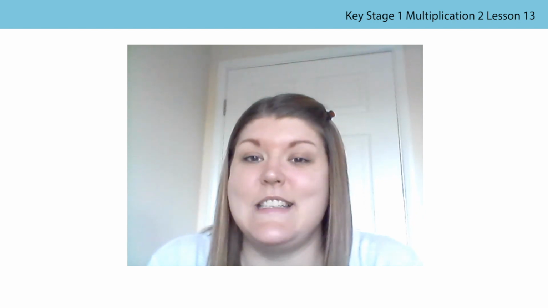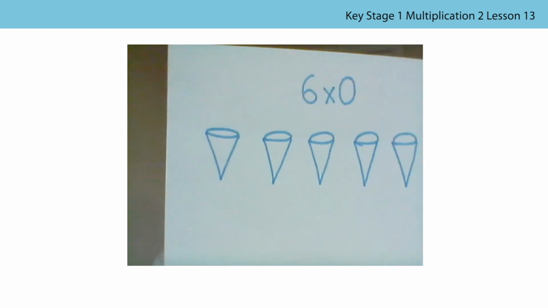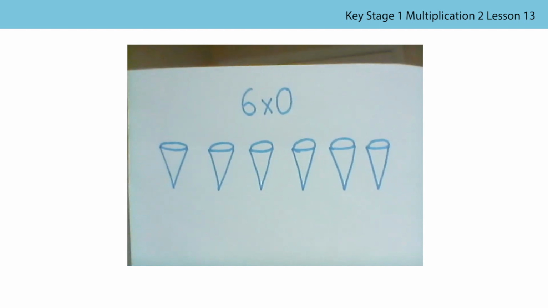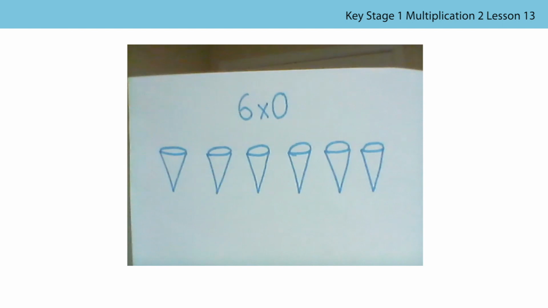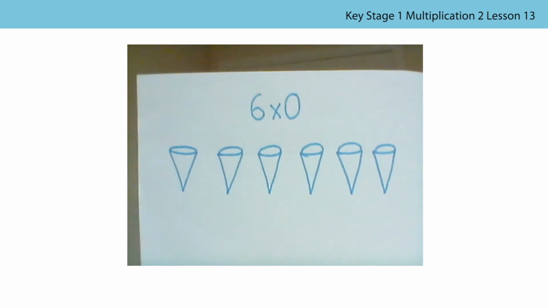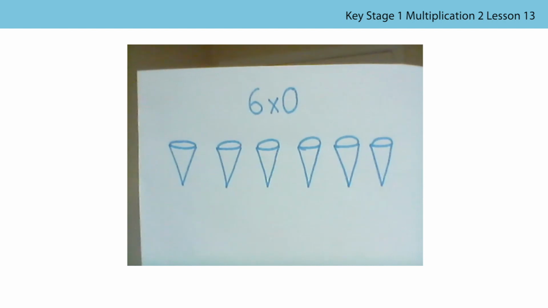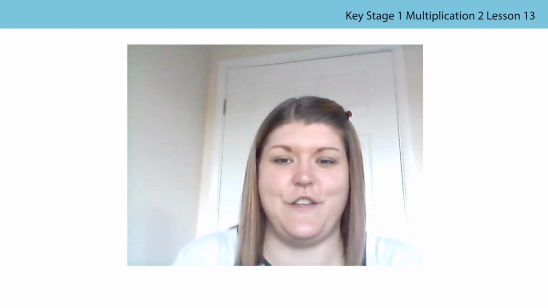Remember 0, my favourite number block? It represents nothing, none, nothing there. Here's my picture, can you see? So I've got 6 times 0. So I drew 6 ice cream cones with no ice cream in it, none. Doesn't take very long, does it? So I have 6 zeros. Well done for your drawing too.